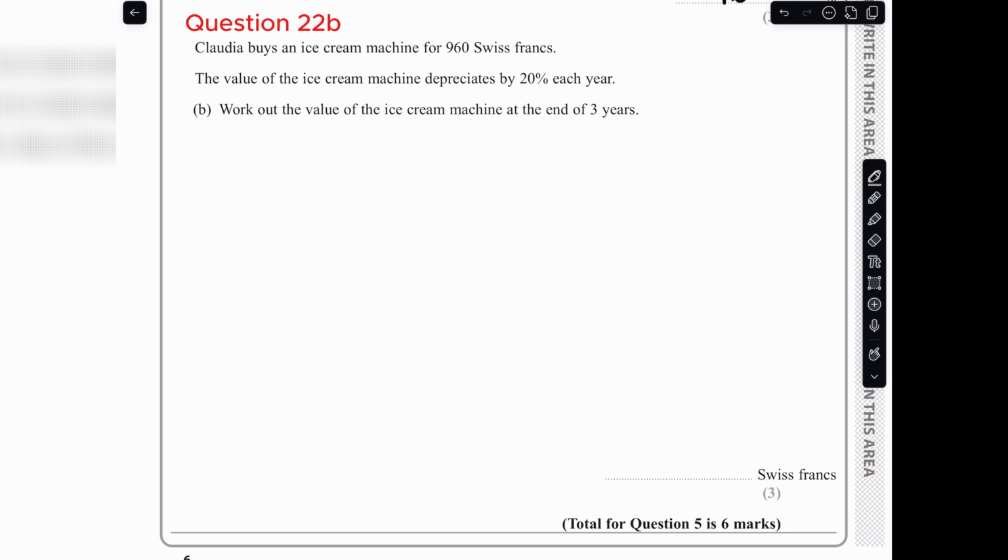In the second part of this question, we are told that Claudia buys an ice cream machine for 960 Swiss francs. The value of the ice cream machine depreciates by 20% each year.